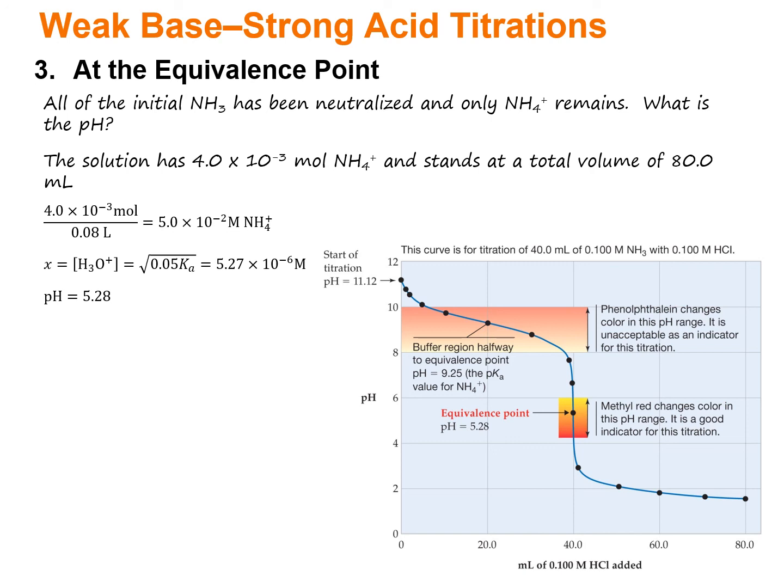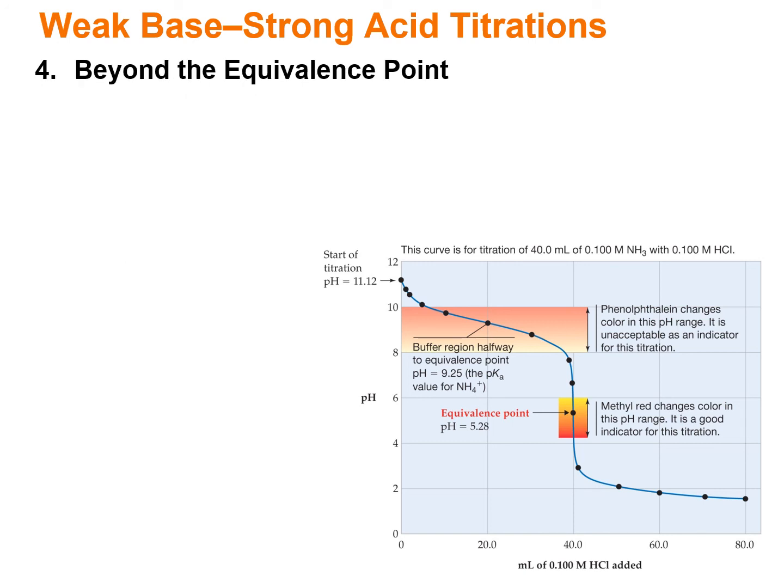When we had a weak acid to start, we ended up with an equivalence point that was north of a pH of 7, and when we are dealing with a weak base, we're going to end up with a pH that is south of 7 when we're at the equivalence point.